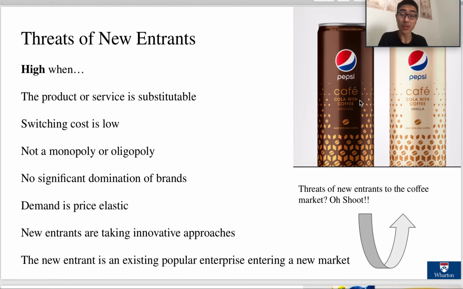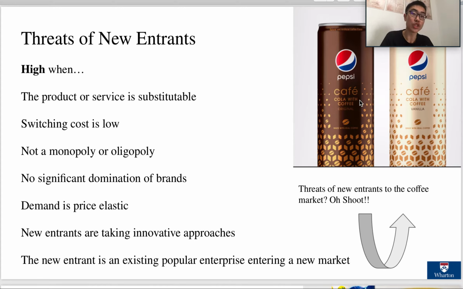And if the new entrant is an existing popular enterprise entering a new market, there can be high stress. So take an example here. You actually see Pepsi Coffee, and Pepsi Coffee is interesting because it is a new player in the coffee market, but originally it is popular already. You guys know it's popular in the Coke market, so it's still a question mark whether Pepsi Coffee will succeed. But I would say the threat is considerably high because this is an existing popular enterprise.